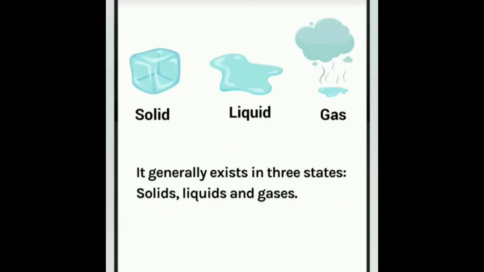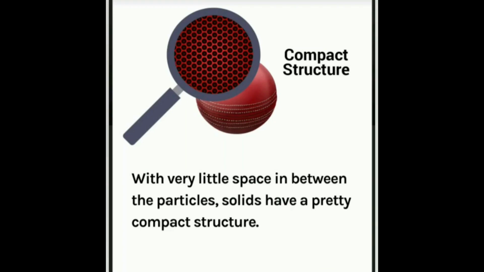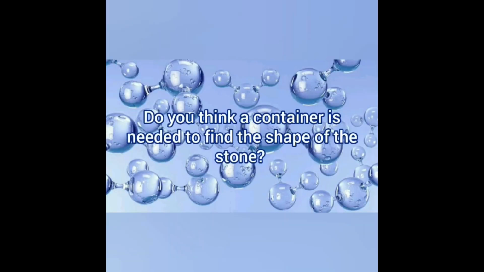Matter can be grouped into solids, liquids and gases based on their characteristics. Now let us see in detail about the mass, shape and the volume of solids, liquids and gases. Let us first take a solid, such as a stone. Do you think a container is needed to know the shape of a stone? Yes or no? Definitely no.